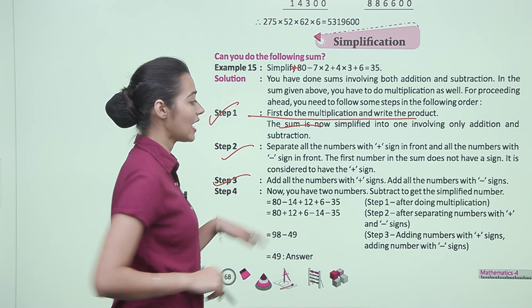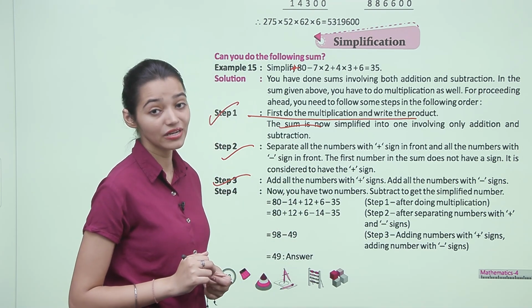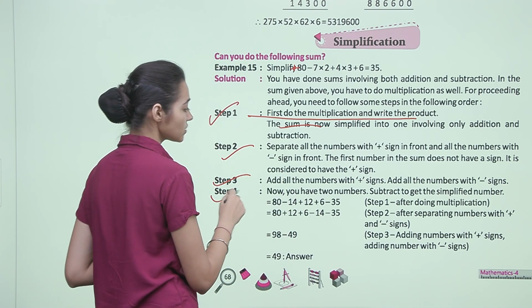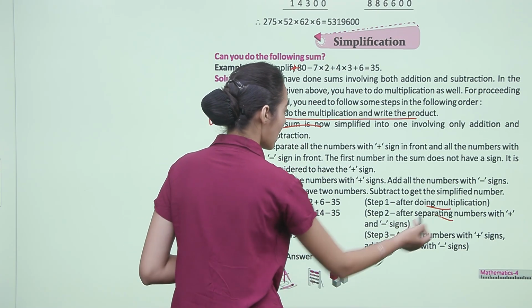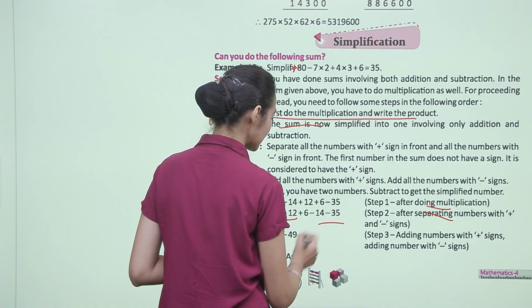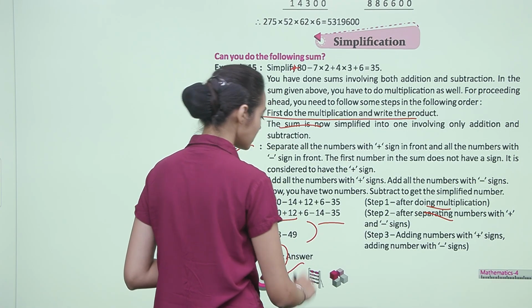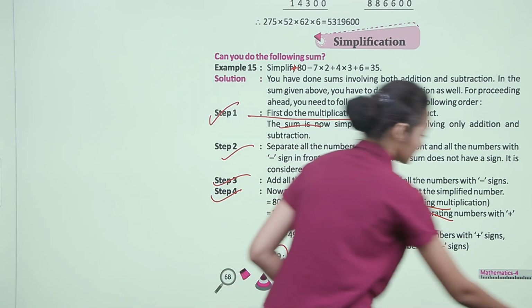Like this one has no sign, so we will consider it as positive. Now in step 3, we will add all the numbers with a plus sign and we will add all the numbers with a minus sign. So in this one, firstly in step 1, after doing multiplication, we have these numbers. Now after separating the plus sign and the minus sign, we will add them, and after solving it, 49 is our answer.